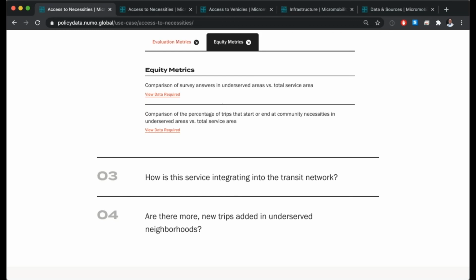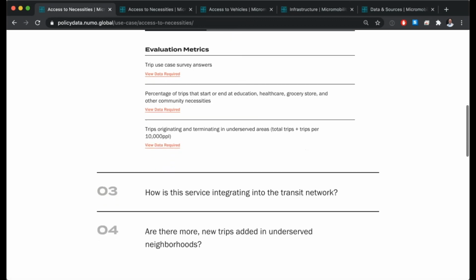So for example, the comparison of survey answers in underserved area versus the total service area, or on that other metric, the comparison of the percentage of trips that start or end at these community necessities in underserved areas versus total service areas. So, you know, we're seeing a lot of change in how micromobility is being used due to COVID-19. This is a really good example to see how that is shifting, not just citywide, but also in specific neighborhoods, to get an understanding of whether or not these are becoming more essential in underserved neighborhoods than they are in say, wealthier neighborhoods. So we've tried to include those here.